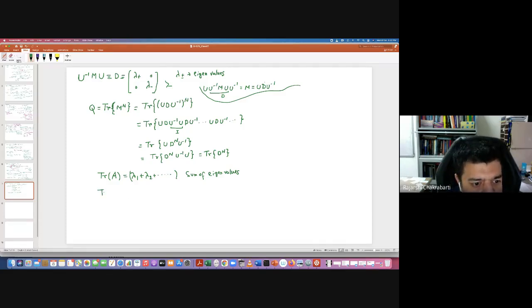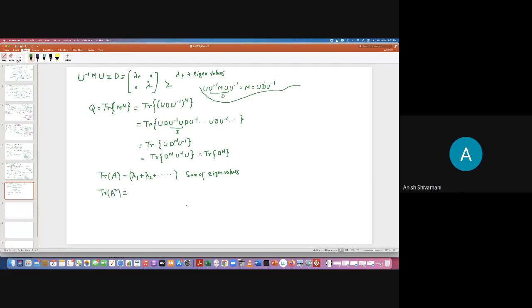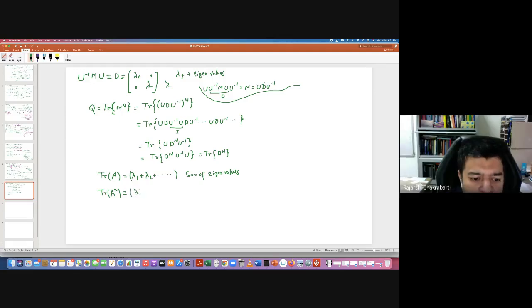So if I have a trace of A square, can anyone tell me what is on your right hand side? Lambda 1 square plus lambda 2 square plus... Yeah, everybody knows here, no? It's very simple to see.